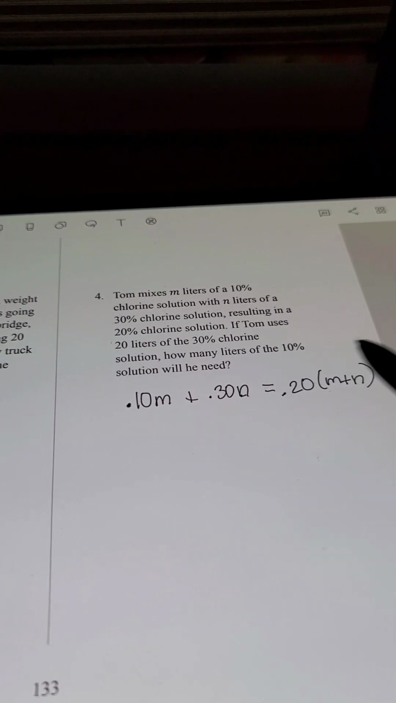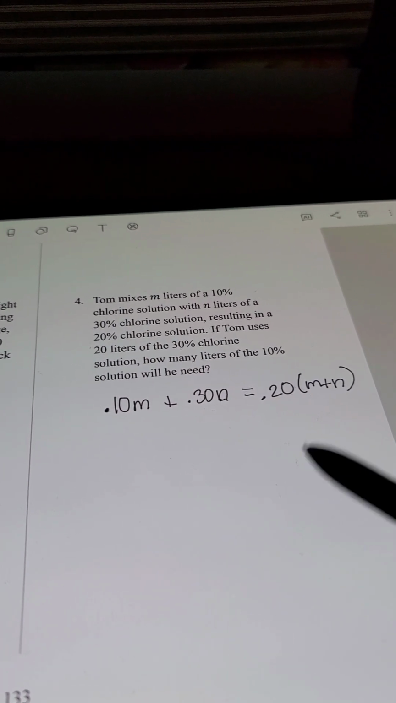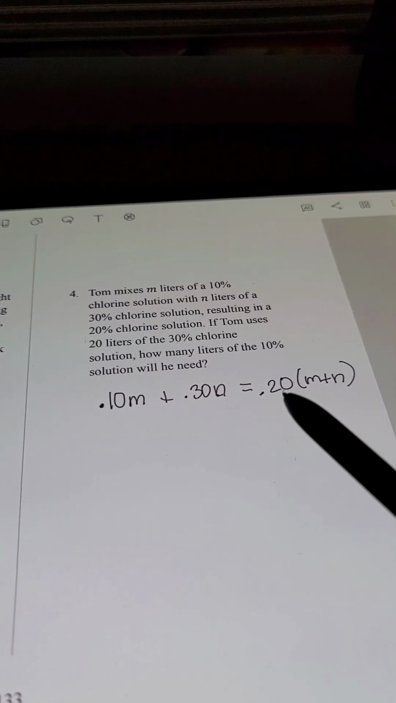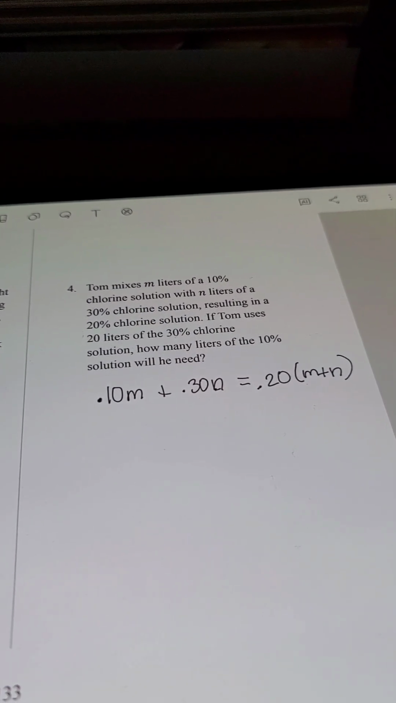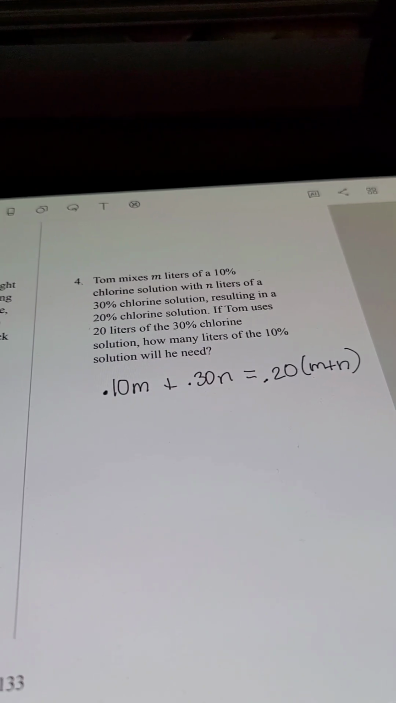And then if you mix that together, the total volume would be M plus N times the concentration, I think that's called a concentration. Don't quote me on that. It would be times the 0.20, because it's a 20% chlorine solution that it results in.